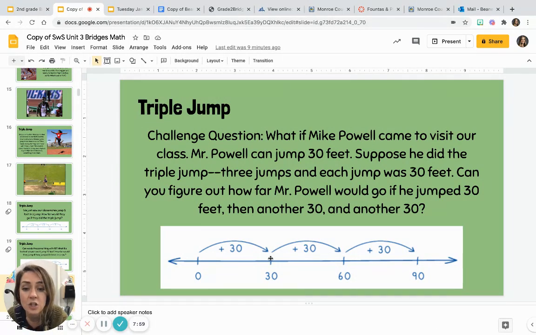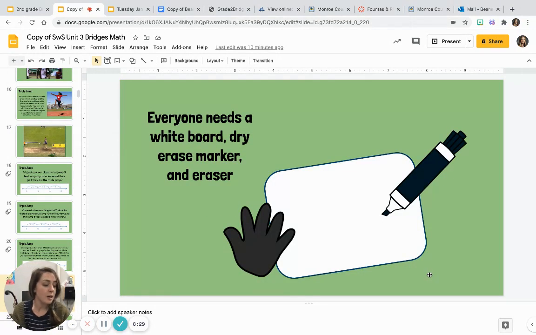So here is a way to show that. 0, so here's my first hop of 30. He's doing a triple jump, so then plus 30. Notice that the only number that's changing is the number in the tens place. It's going up by 3 each time. So 30 plus 30 plus 30. So that's a much faster way to show jumps than by doing it by 1s or even by 5s or even by 10s. All right, so now I want you to get a piece of paper.